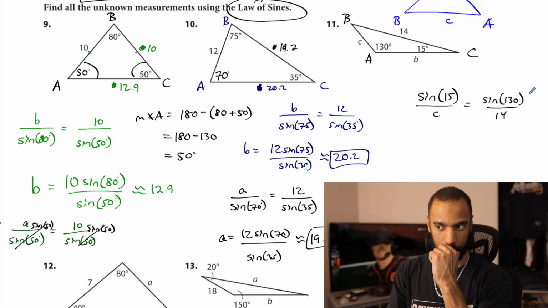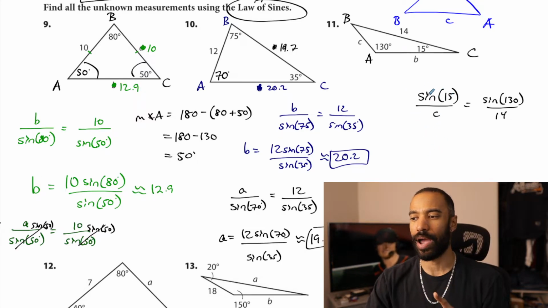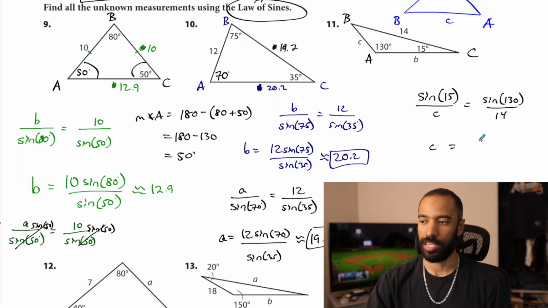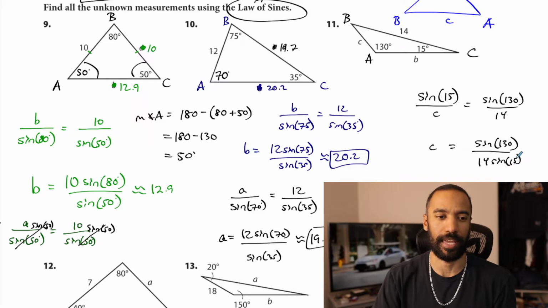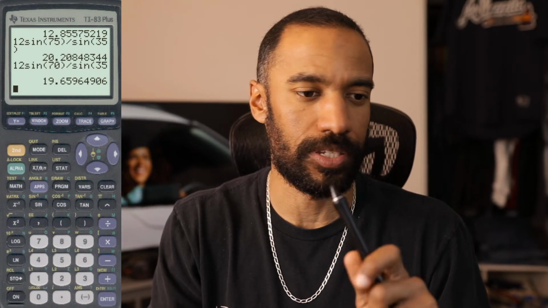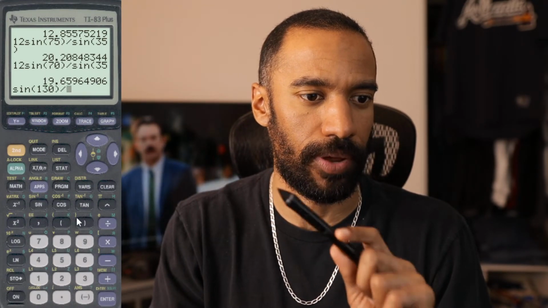So if I solve for C, a lot of people would think to divide both sides by sine of 15. Let's try that and see what happens. If I divide both sides by sine of 15, you'll get C equals sine of 130 over 14 times sine of 15. And let's just see what kind of answer we get. Now, if you use this in the calculator properly, what you would have to do is make sure you wrap parentheses around your denominator, especially when you don't have a fraction.